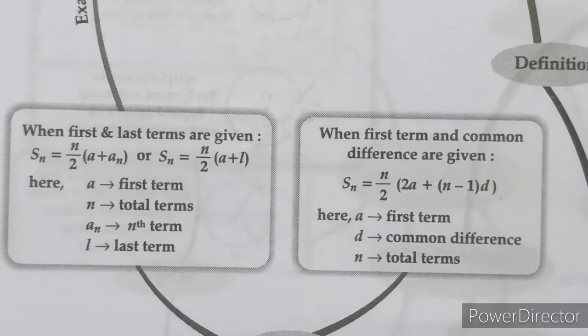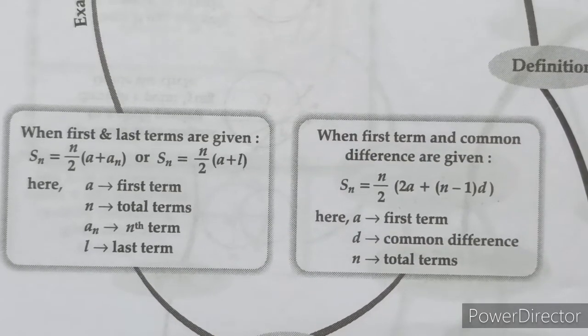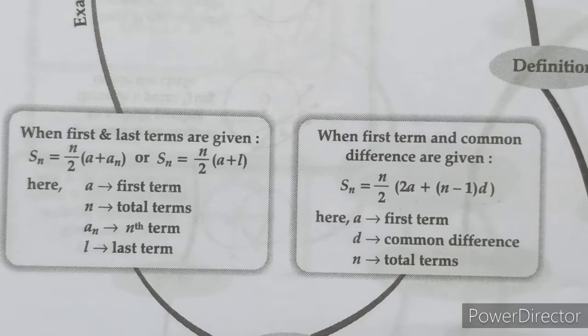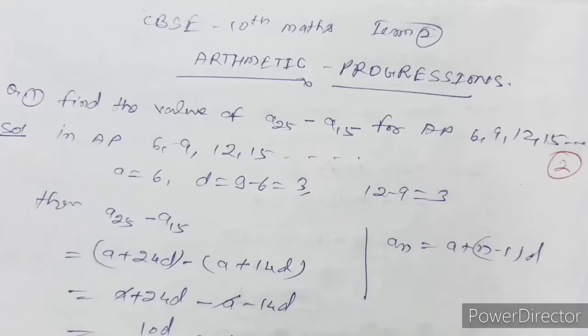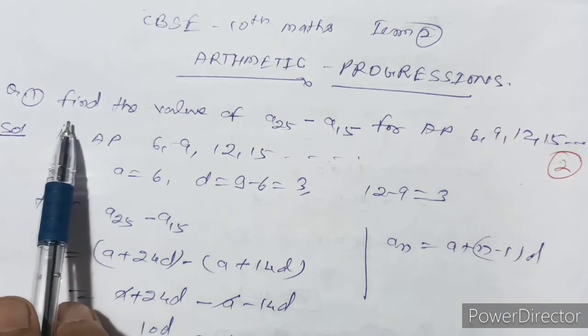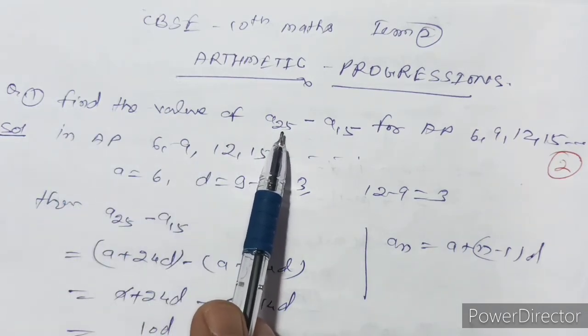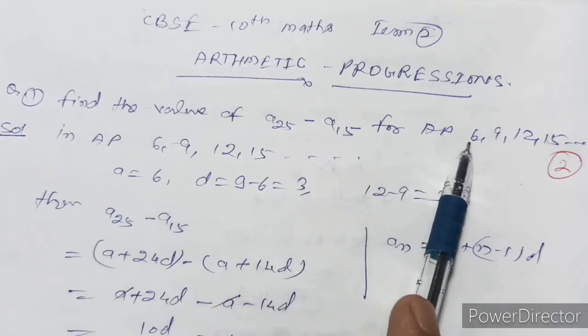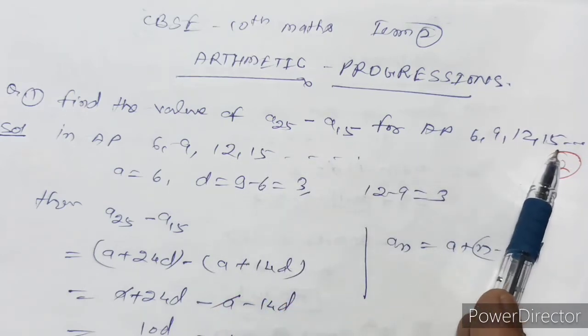Now we have started some questions which are related to the arithmetic progressions. We are studying today the 10 questions. Each question has the marks 2. So now we have the first question. Find the value of A25 minus A15 in the AP of 6, 9, 12 and 15.